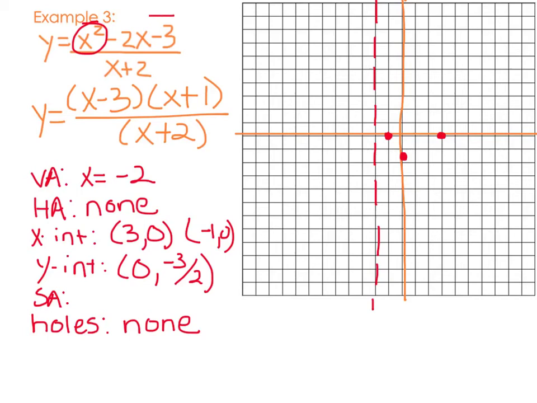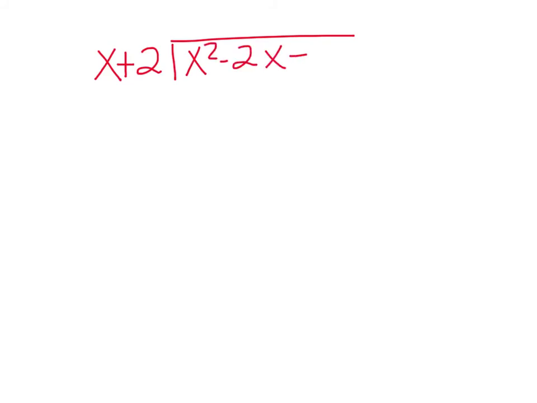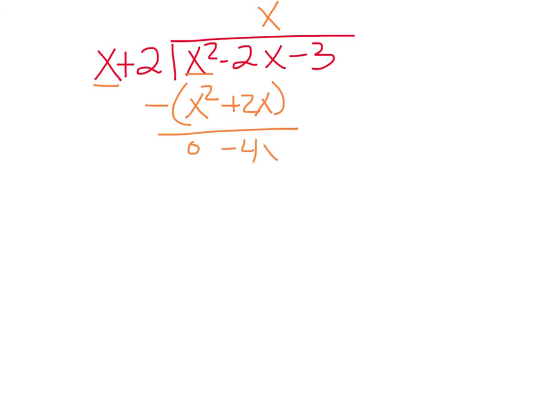To find our slant asymptote, remember, we're going to take this original problem and we're just going to set it up like we did the other day. So we're going to say x plus 2 on the outside into x squared minus 2x minus 3. Now you look at the x and you say x times what is x squared, and that is x. So you multiply. X times x is x squared. X times 2 is plus 2x. Then you subtract. So that's 0. And then -2 minus 2 is actually -4x. We'll bring down the minus 3.